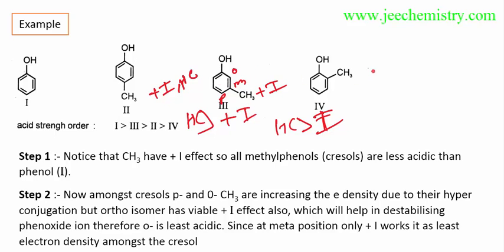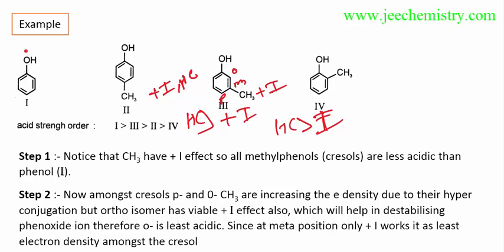But in all these three compounds the plus I effect is acting. The plus I effect is distance dependent, so as the distance increases, the plus I effect decreases. That's why this provides more plus I effect than this compound. But hyperconjugation has higher priority than the I effect. So we have to decide the acidic strength.